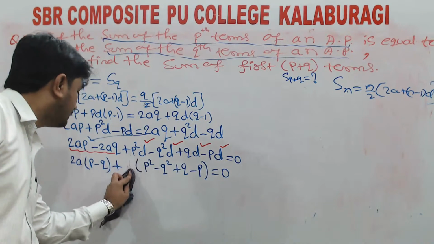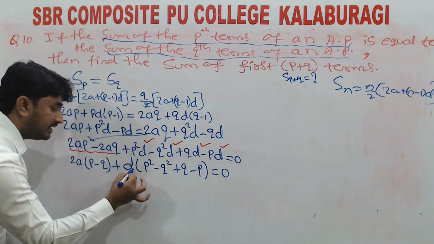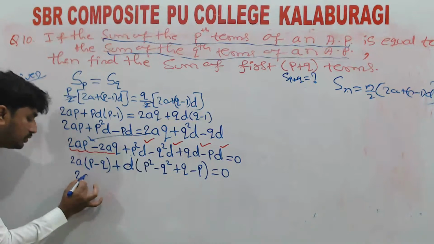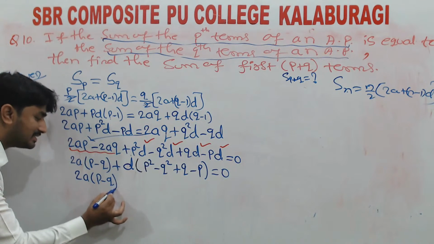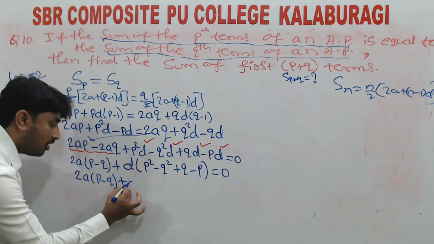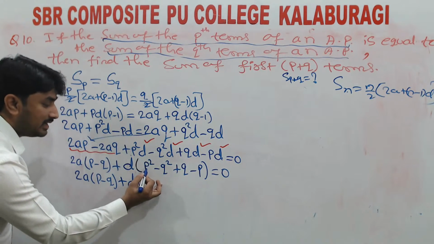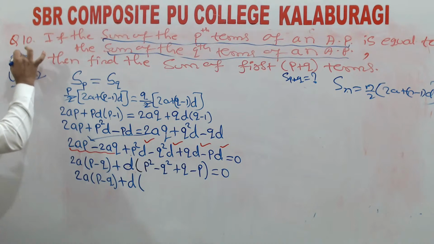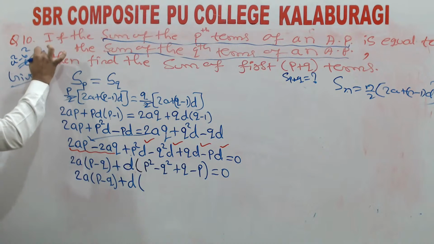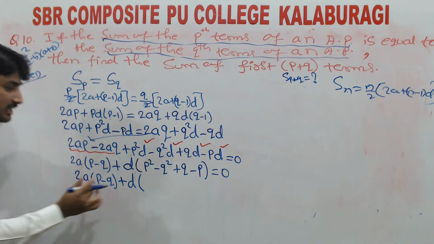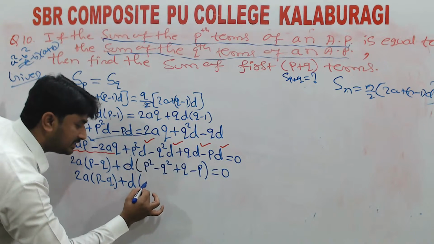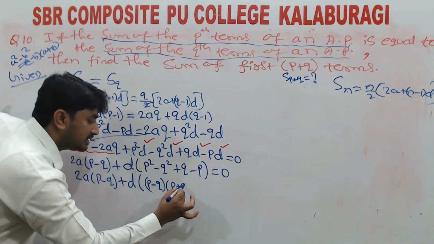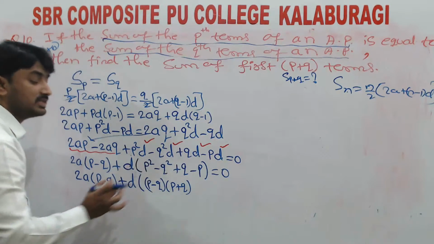Here I am writing d taken as common. 2a (p - q) as it is, plus the common difference d also written as it is. Here it is of the type a square minus b square. The a square minus b square formula is (a - b)(a + b). Same like here, p square minus q square is (p - q)(p + q). It is equal to p square minus q square.